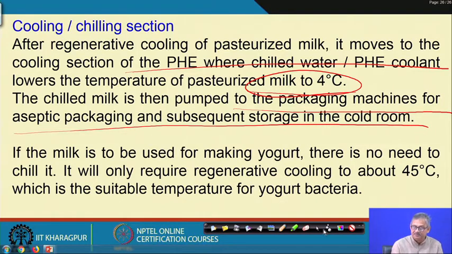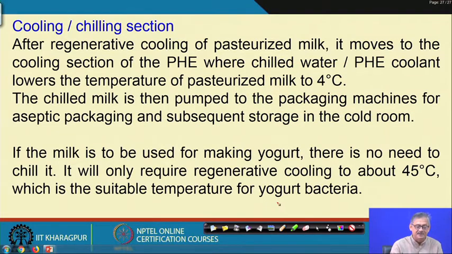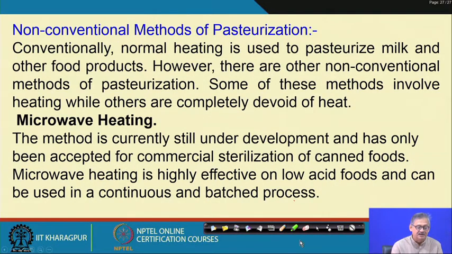Okay. But before that, this is homogenized, which we have said is done, right.